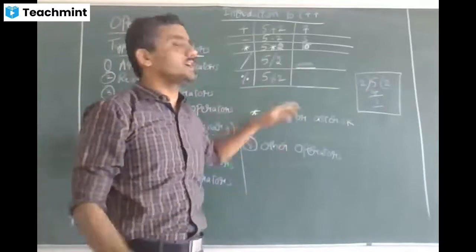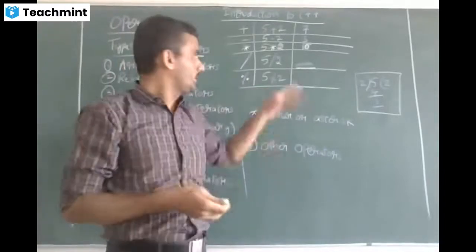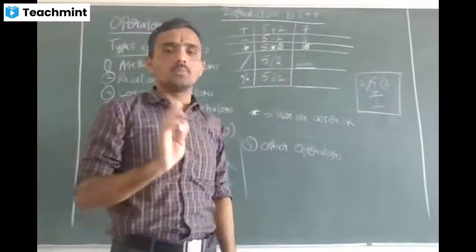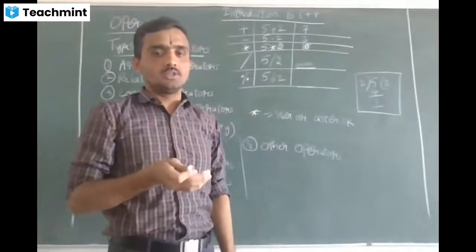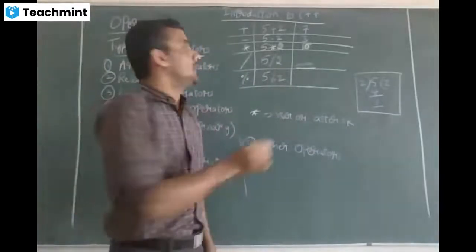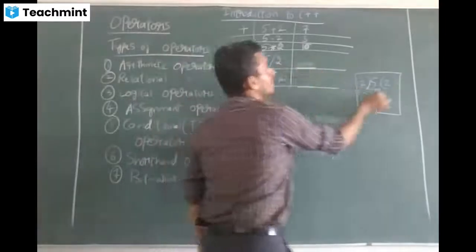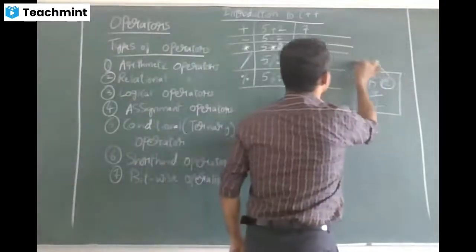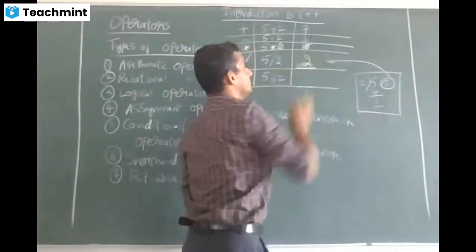5 mod 2 means again 5 divided by 2 only. 5 divided by 2 and 5 mod 2, one operation. That means you have to divide by 2. The result will change. In case of 5 divided by 2, you have to write the quotient as the result. So this is the result. 5 divided by 2 is 2.